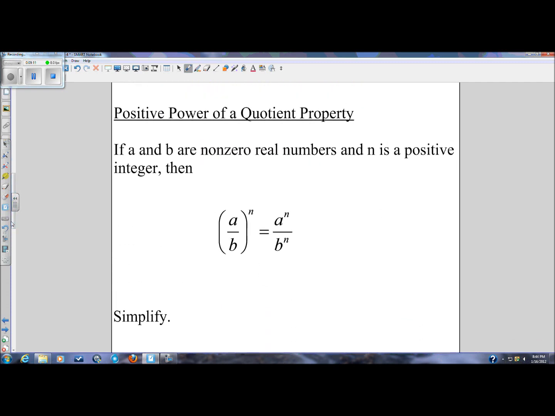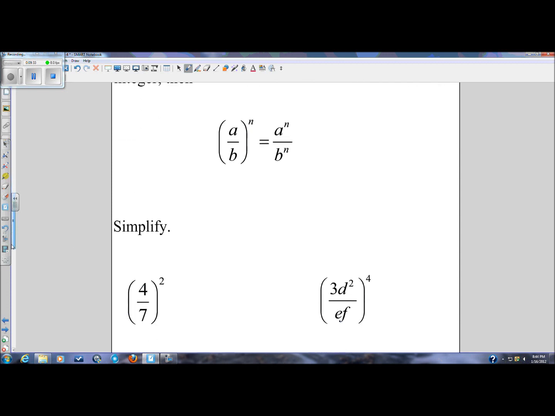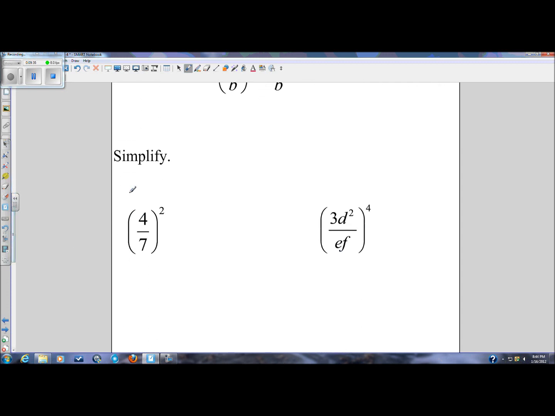Okay, so moving on. Positive power of a quotient property. If a and b are non-zero real numbers and n is a positive integer, then (a over b) to the nth power is equal to a to the n over b to the n. You're just basically applying the exponent to both the numerator and the denominator. So let's try this out.